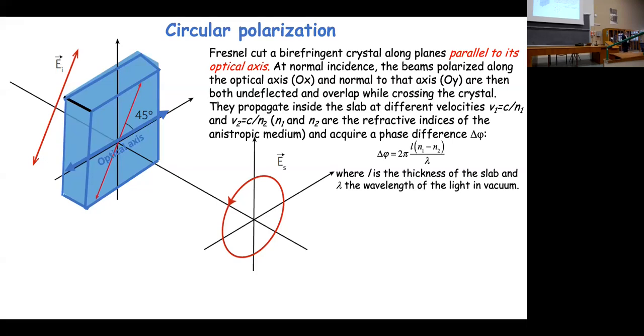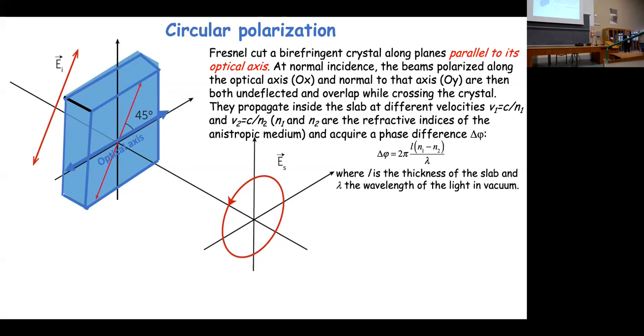It means that this field can be expanded into two components, one whose polarization is parallel to the optical axis and one which is orthogonal. And these two components propagate with different velocities inside the crystal, and so they accumulate different phases. And when you do the calculation, you find that the phase difference between the two components is 2 pi L, where L is the width of the crystal, times the difference of indices n1 minus n2, over lambda.